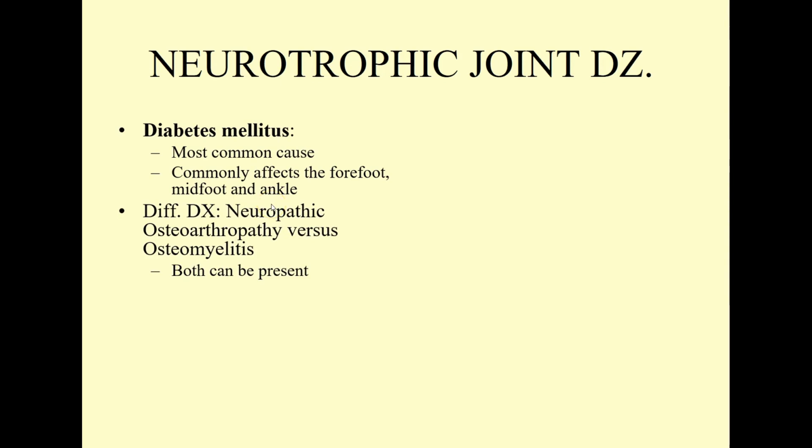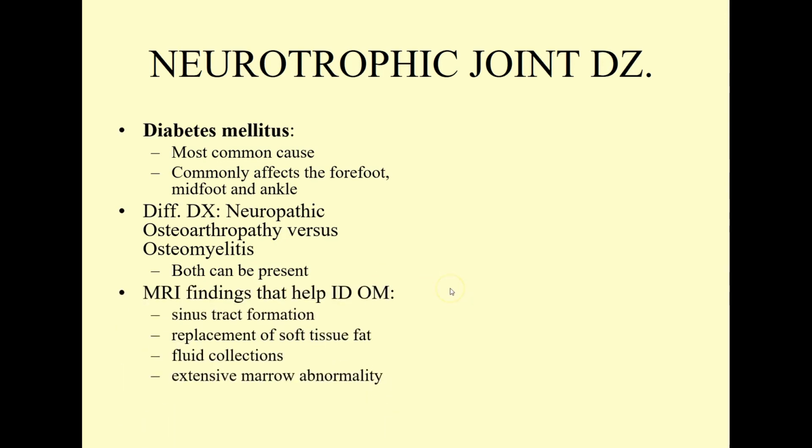We do have a little differential consideration between neuropathic osteoarthropathy and osteomyelitis. And one of the cruel twists of fate is that both of these can occur in a diabetic patient. After the midterm, in the infection section, I'll show you an example of a patient that had underlying neurotrophic joint disease and then overlaid that process with septic arthritis. Let me take a look at MR images in these differential scenarios. One of the things that we can easily identify in an infection, osteomyelitis, is a sinus tract, replacement of soft tissue fat, fluid collections, marrow abnormalities. There are other things that will go along with that, but MR images are satisfactory in separating the neuropathic arthropathy from the osteomyelitis.